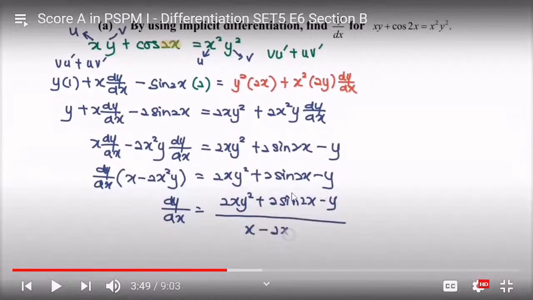Okay, saya dividekan dia dan saya akan dapat benda ini. So that is the question for 6A. Okay, implicit differentiation. So next we'll move on to parametrics, if not mistaken. Parametrics for 6B.